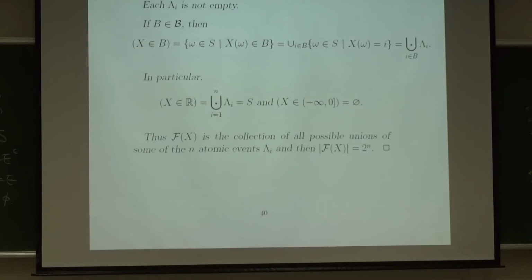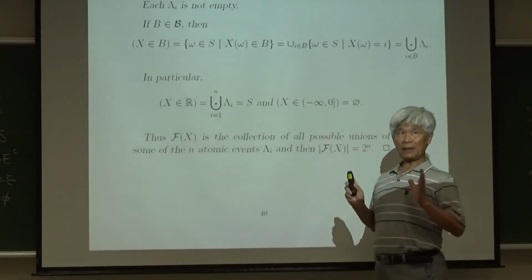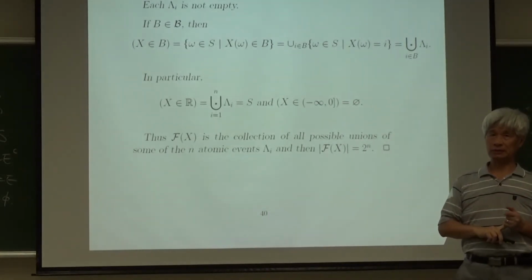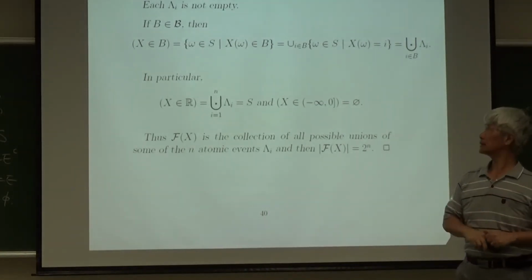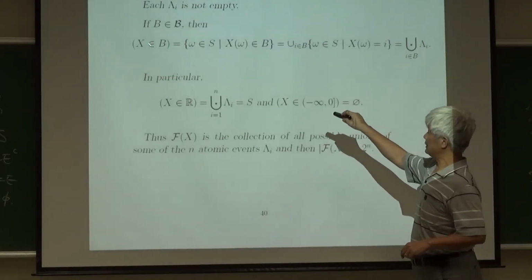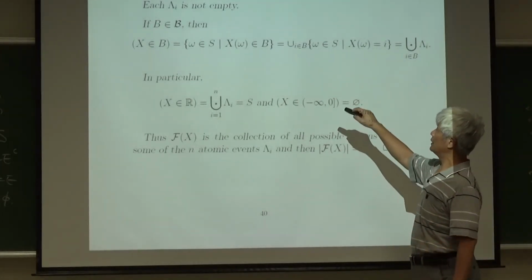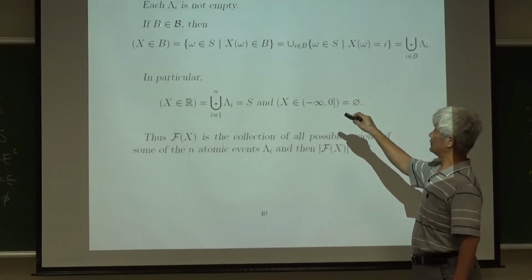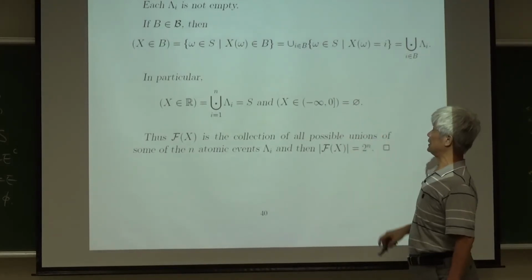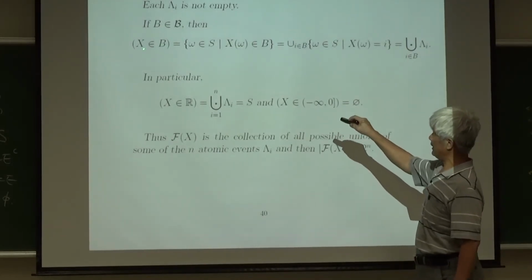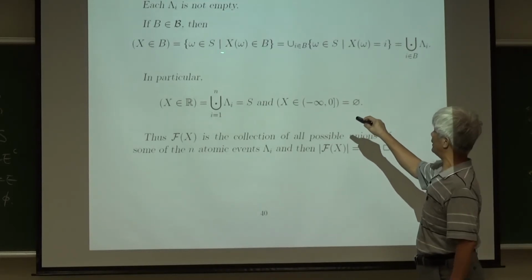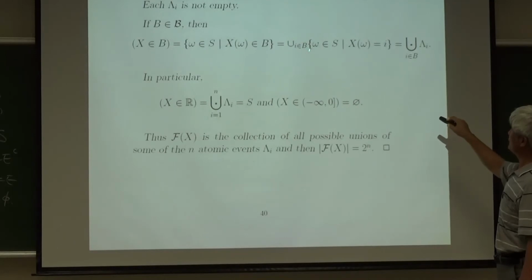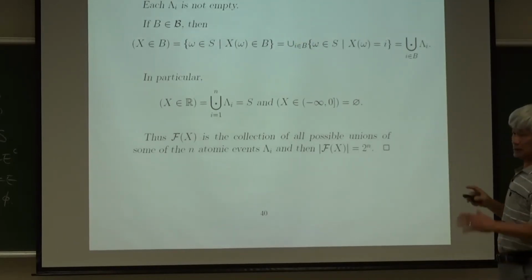Now, with the atomic events, we can describe all events of interest in the information system f of x. We know that in the information system f of x, the event will be in this form, for an arbitrary real subset. So this event can be described here, and it comes to a union over i, meaning integers here.